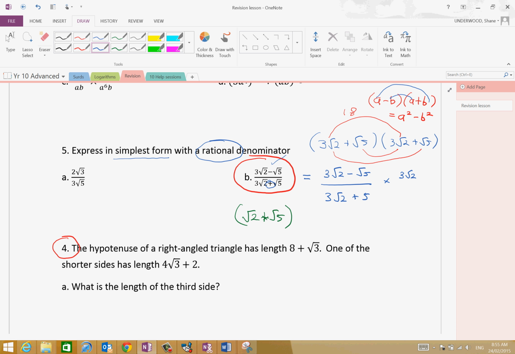So we've got 3 root 2 minus root 5 on the top, and on the bottom is 3 root 2 minus root 5. Notice that it has to be the same on the numerator and denominator, because otherwise you've created an imbalance. That's what we do. We can't create an imbalance in mathematics. Now what we have to do is expand. 3 root 2 times 3 root 2 is 18, because 3 times 3 is 9, and root 2 times root 2 is 2.